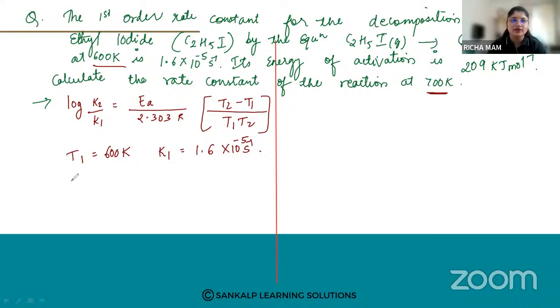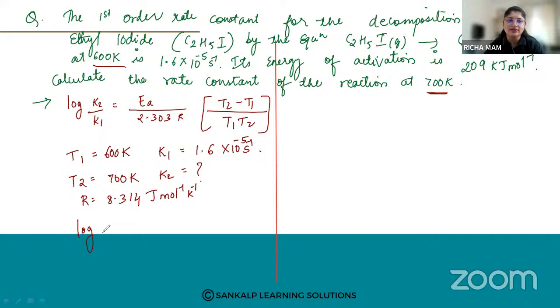Okay. Then T2 is there. T2 is 700 Kelvin. K2 we need to find out. We have to find out the K2. R value we have. R is 8.314 joule per mole per Kelvin. Got it? So now let us put the values. So here the formula is log of K2, we don't know. Let us write it as K2.